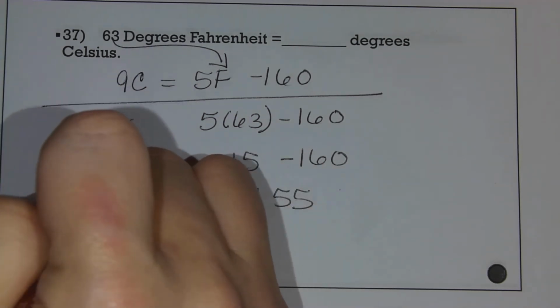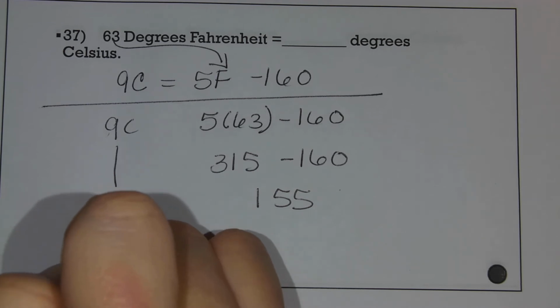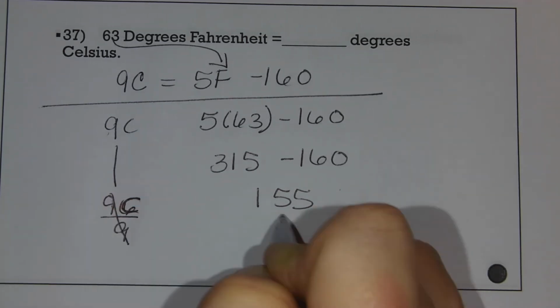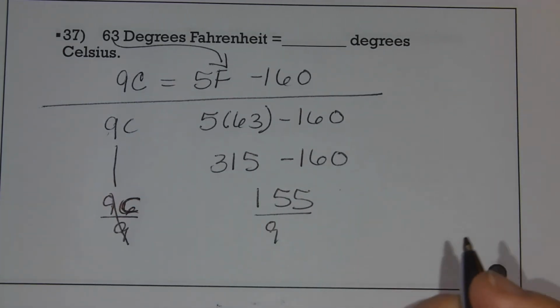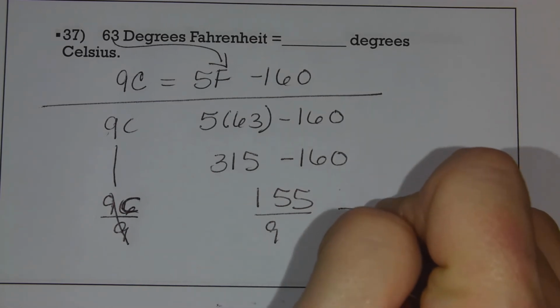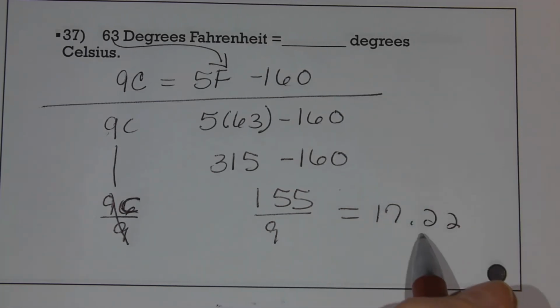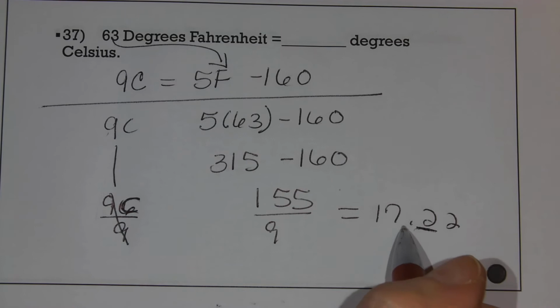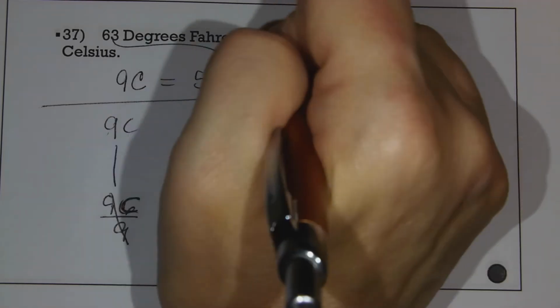Bring down your 9C. Divide each side by 9. 155 divided by 9 is 17.22. Again, this was under 5, so you drop it to round it down to 17.